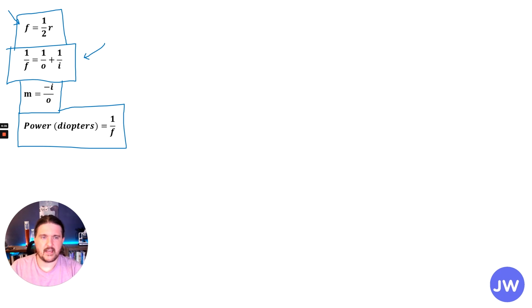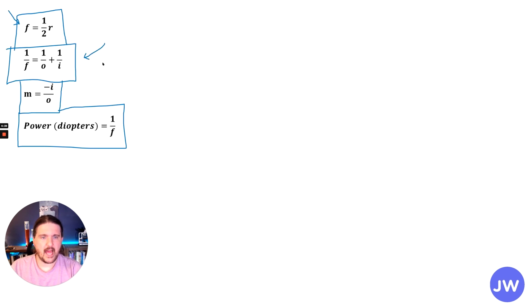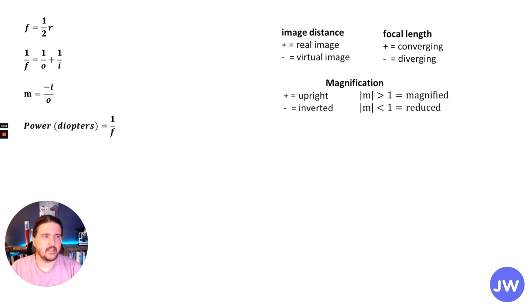But notice that doesn't really answer this question, right, about how to deal with virtual and real images and how do we find those things. So for that, we need some extra rules. And so this is where the positives and negatives come in. So images are, if they're positive, that's a real image. If it's negative, it's a virtual image. Now I want to be clear. This is true for all types of lenses and all types of mirrors.